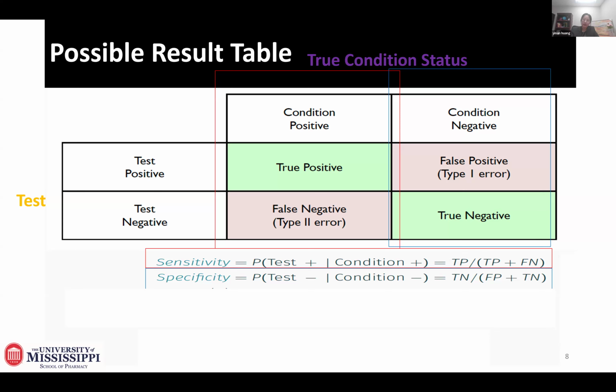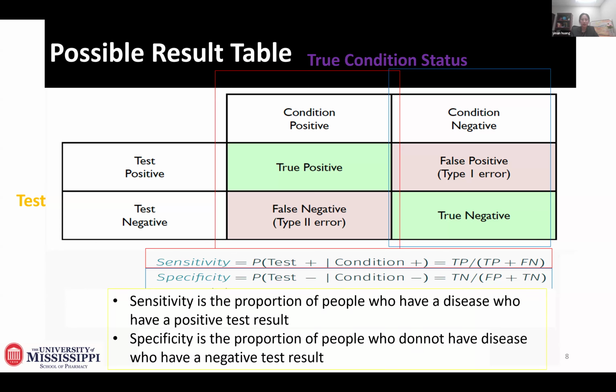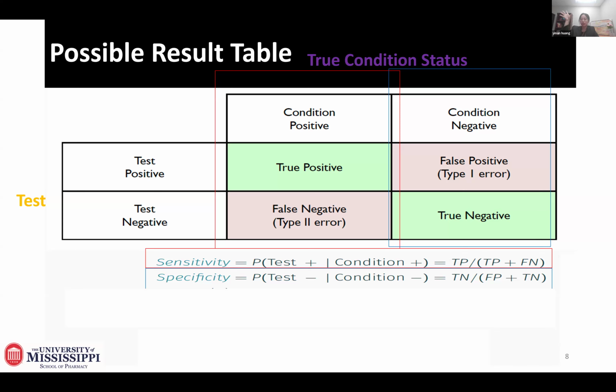On the contrary, when we talk about specificity, I want to draw your attention to the column of those with condition negative. Specificity means that among the healthy population, what proportion of them are tested negative? So specificity is defined as the total number of true negative divided by the sum of true negative plus false positive.